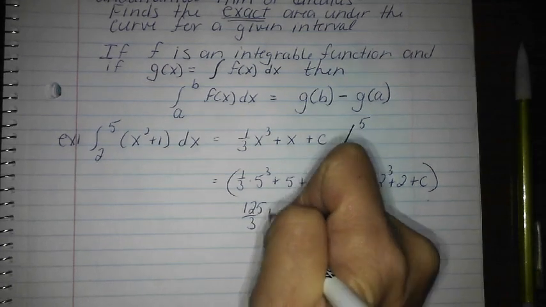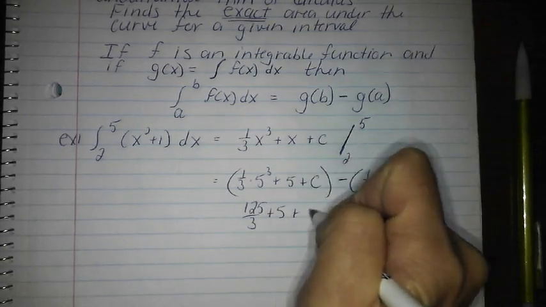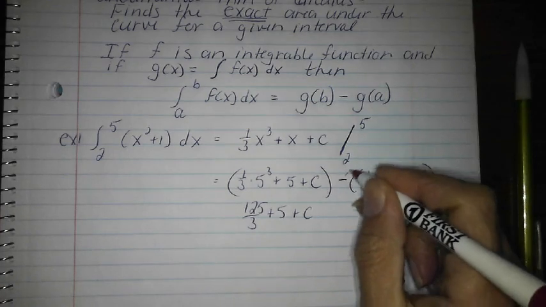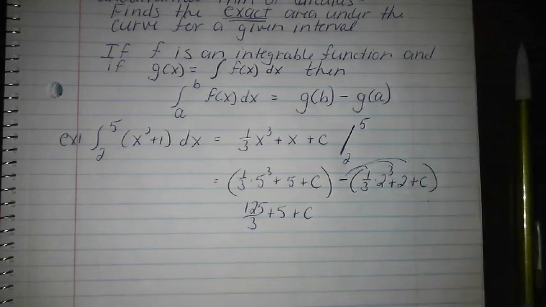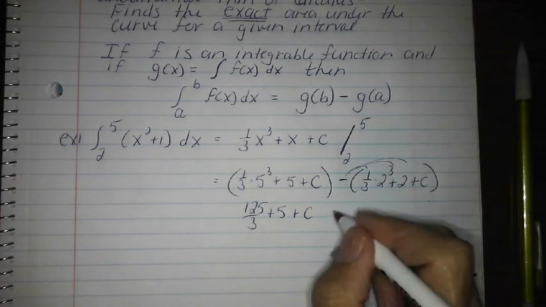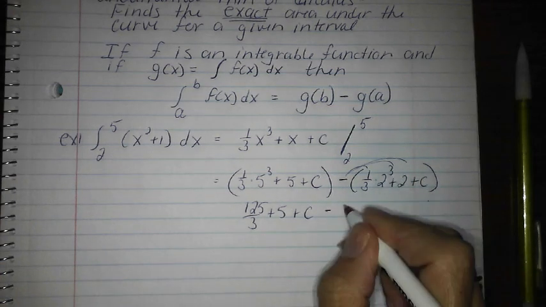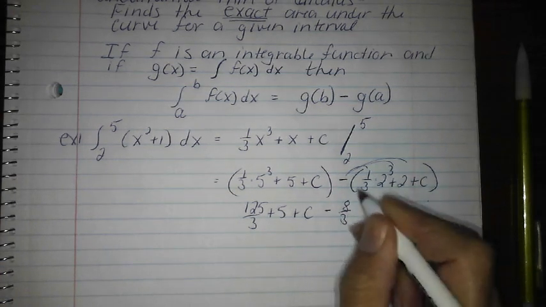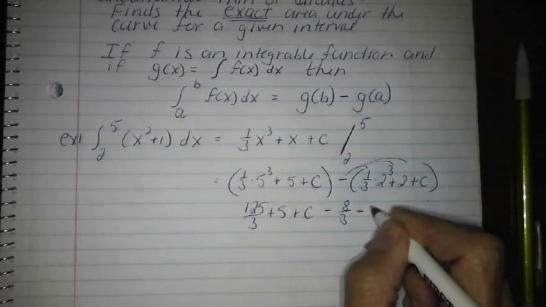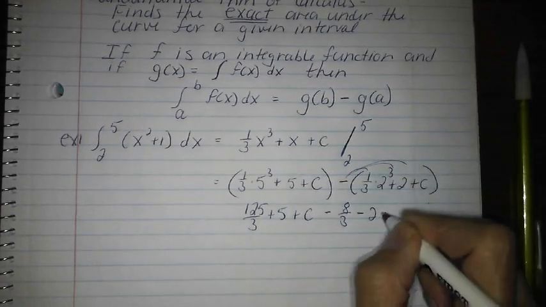(125) plus 5 plus c. Now I'm going to distribute this negative. I want you to pay attention to what happens. This will be minus 8/3 minus 2 minus c.